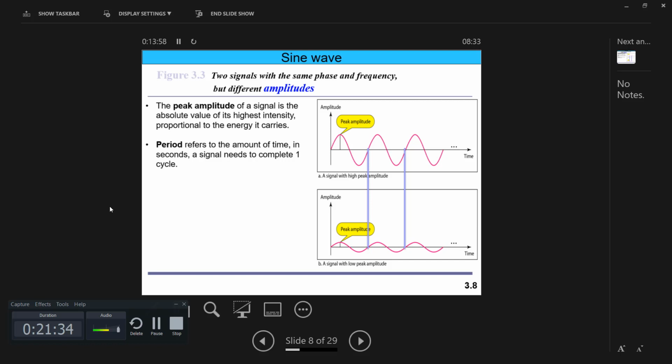For example, this signal can be a slow signal, so it takes a long time to complete one cycle, or a fast signal, which completes the period in a very short time. So this is the period.